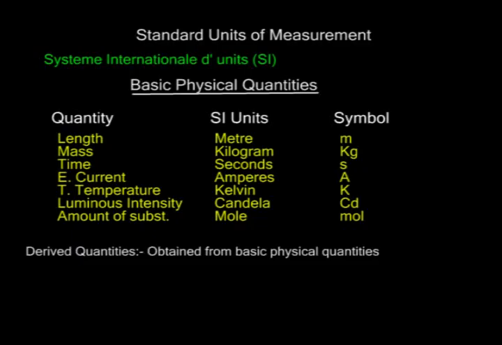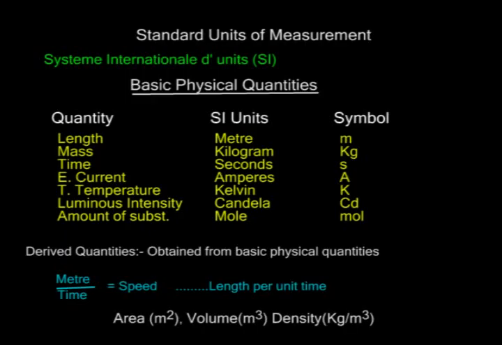Quantities obtained by either multiplying or dividing these basic quantities are called derived quantities. If, for instance, you divide length by time, you obtain speed. So speed is a derived quantity, and you can even tell that from its units, meters per second. That is length per unit time. Others include area, volume, density, and the list is long. In this chapter, we shall deal with length, mass, and time, and some of their derivatives.